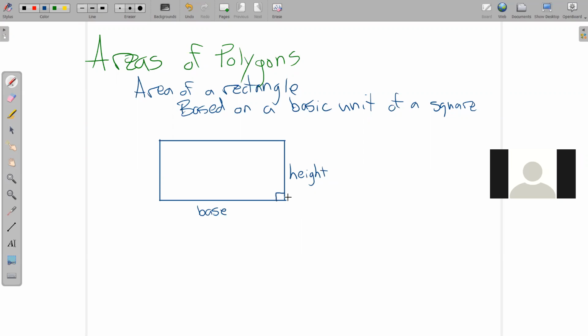The base and the height have to be perpendicular. If they're not, it's not a rectangle, right? So that's important. And when we use the words base and height, we're talking about two lines perpendicular to each other. And so we will talk about that with other figures besides a rectangle. And then the area, defined based on using a square as the measuring unit, is that base times the perpendicular height.